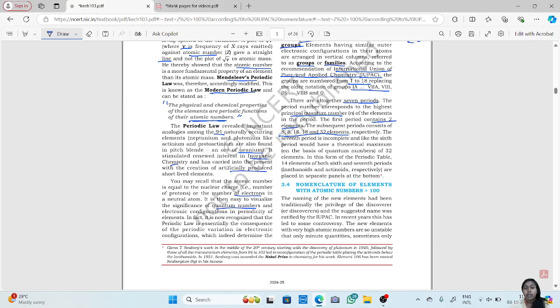Now, in this form of the periodic table, the 14 elements of both the 6th and 7th periods, that is lanthanoids and actinoids respectively, are placed in a separate panel at the bottom. The lanthanoids and actinoids are still incomplete, or the properties and studies are still going on, so they are placed separately at the bottom and are named as F block elements.